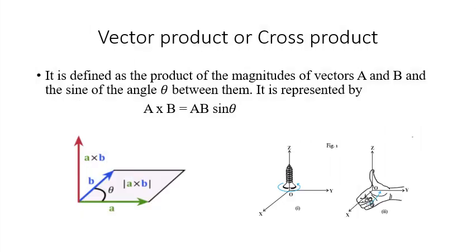Okay, now the second product, that is the vector product or cross product. So what is the definition? It is defined as the product of the magnitudes of vectors A and B and the sine of the angle theta between them. So this is the difference, students. A cross B equal to AB sine theta.